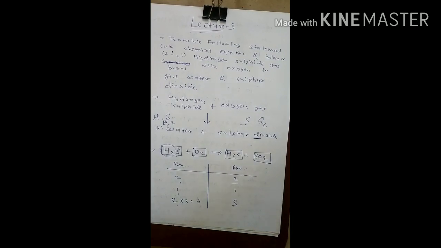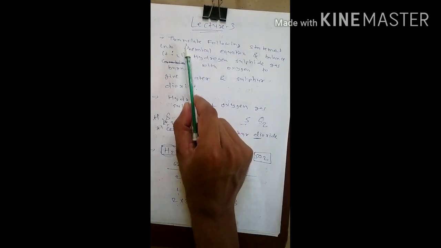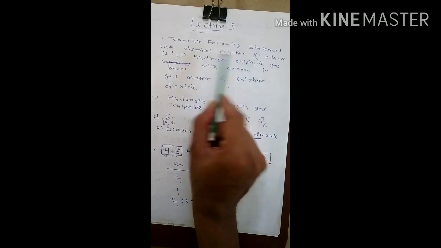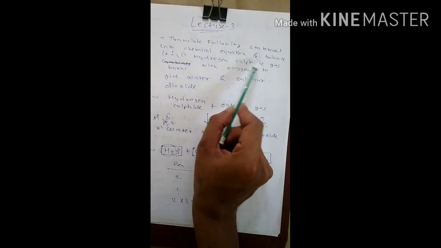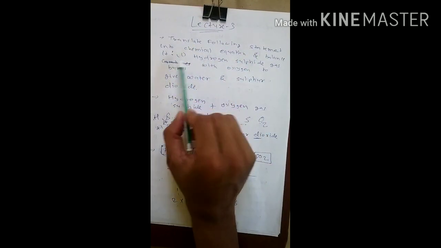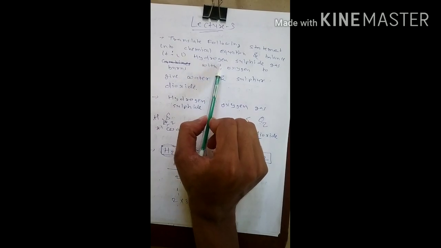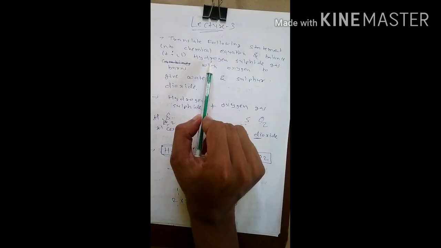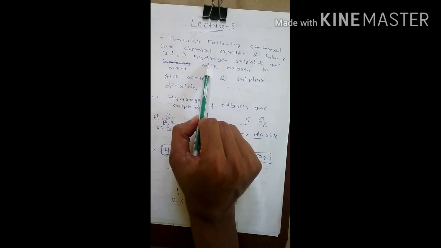Okay, so the first question is like this. Translate the following statement into a chemical equation and balance it. A statement is given, from which we have to write the chemical equation, then balance it.